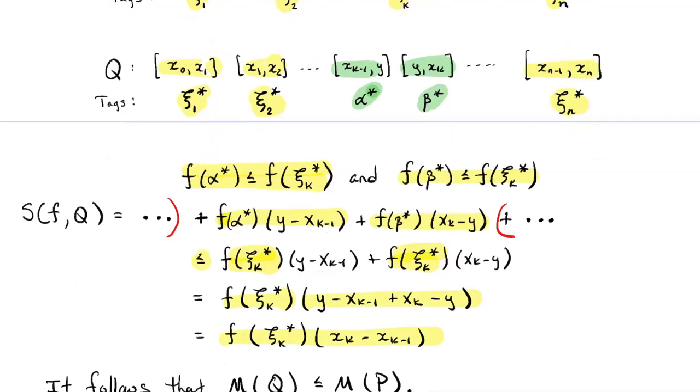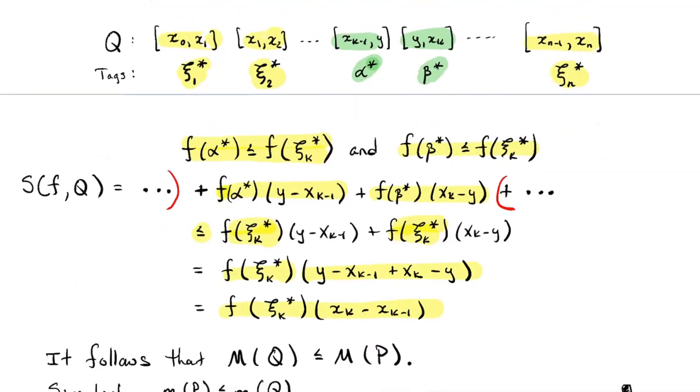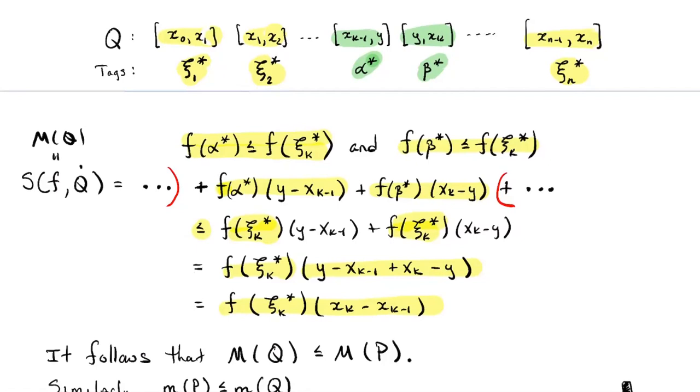So what is that going to show? That's going to show the upper sum, because that's what we're using this particular tagged partition for Q here. So this would be the upper sum for the partition Q. That upper sum is going to be no more than the upper sum for P, because these terms that we looked at satisfy that inequality, and the rest of the terms are equal. So that proves that capital M of Q is no more than capital M of P.